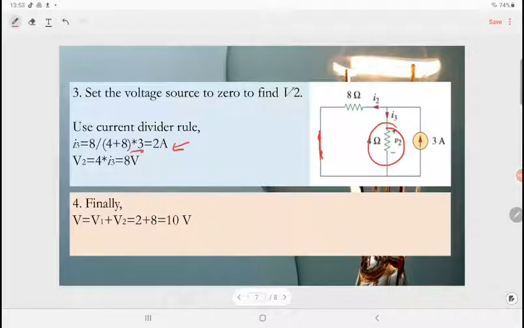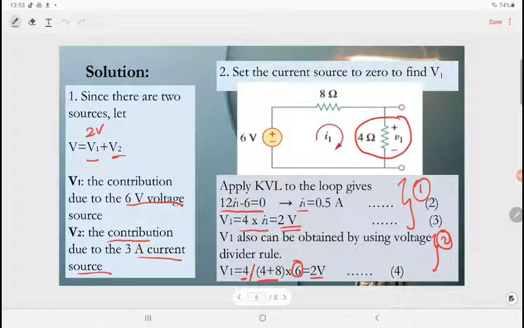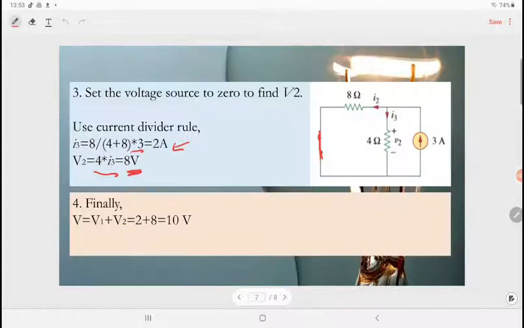Therefore, the value of V2 is I3 times 4, right? So 2 times 4 is equal to 8 volt. Now we know that V2 equals 8 volt. Therefore, V is equal to V1 plus V2, which is 2 plus 8 equal to 10 volt.